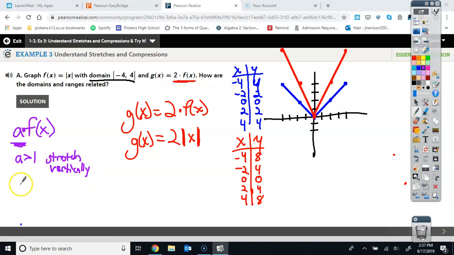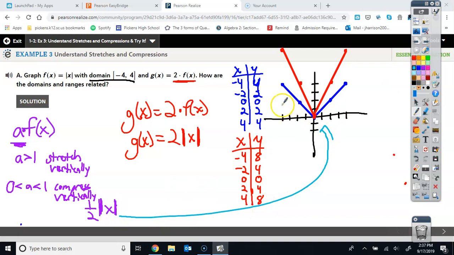Anytime this number right here is between 0 and 1, or in other words, if it's a fraction, like 1/2 times the absolute value of x, it's going to compress it vertically. Basically, the bigger numbers stretch them out, the smaller numbers compress them. What would happen if you had 1/2 times the absolute value of x, like this one, is you would end up with a graph that actually looks fatter or wider, because it would take the whole graph and stretch it out.